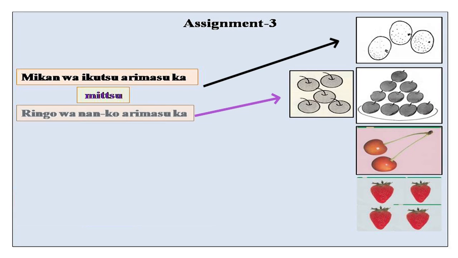ringo. Well, ringo wa nanko arimasu ka? Itsutsu arimasu. Instead of ikutsu, you can tell the number of objects present, and you can also ask, is it such a number, or is it how many? Ringo wa jukko arimasu. So, you can ask with ikutsu as how many, and nanko as how many. Both are used.